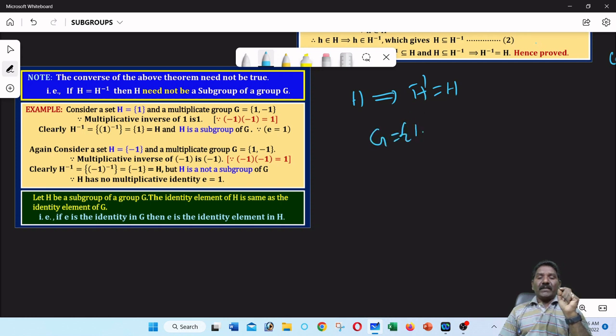Consider a group G is equal to {1, -1}. It is a finite abelian group with respect to multiplication where the identity element is 1. And consider a set H is equal to {1}.